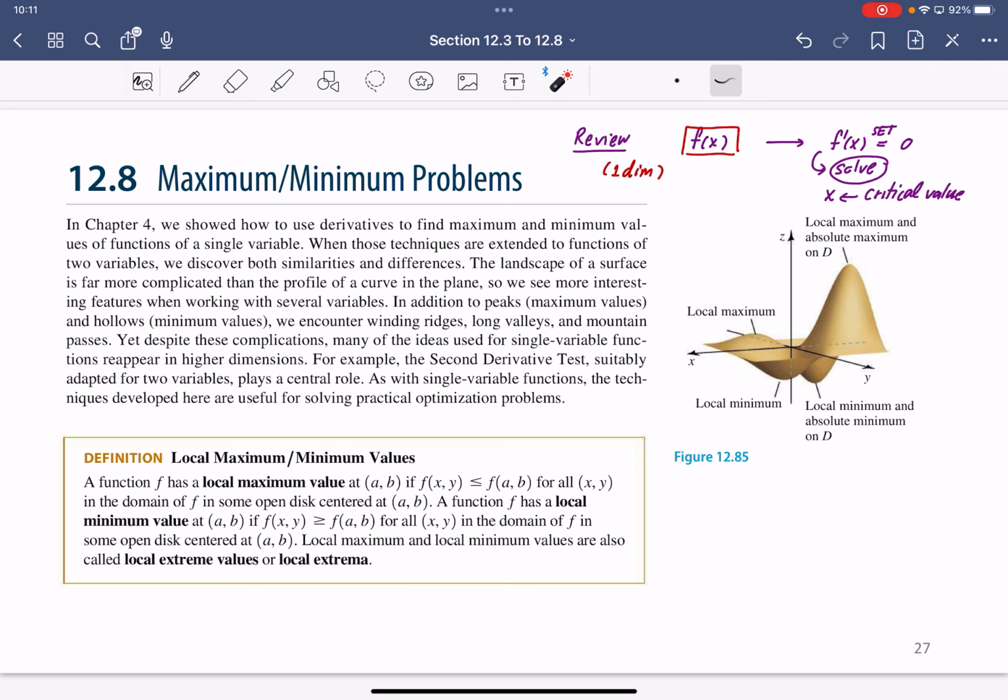First of all, this is the definition of local max and local min from the book. A function f has a local maximum at (a,b) if f(x,y) is less than or equal to f(a,b) for all (x,y) in the domain of f in some open disk centered at (a,b). What it means is that in the neighborhood of this point, you need f(x,y) to be less than f(a,b). So (a,b) is called a local max when its neighborhood is less than or equal to f(a,b).